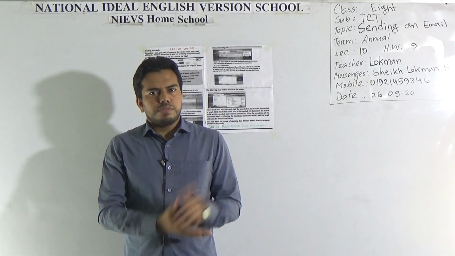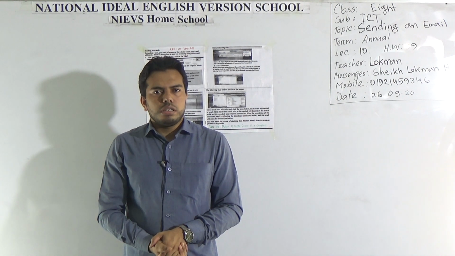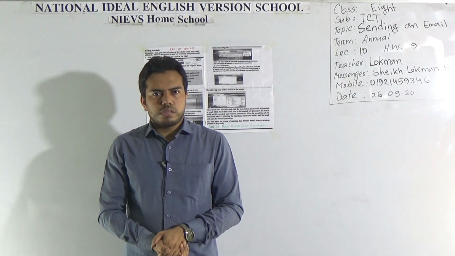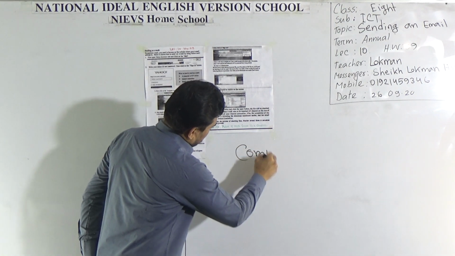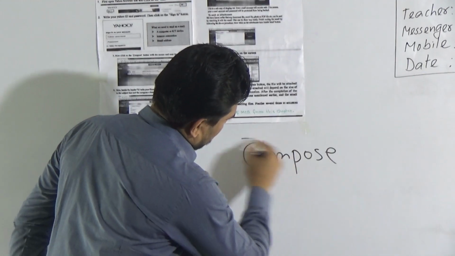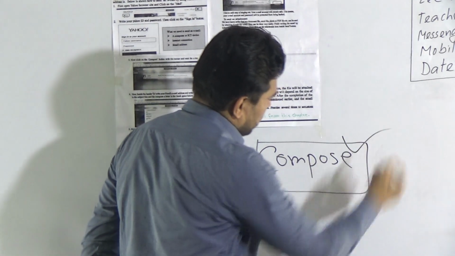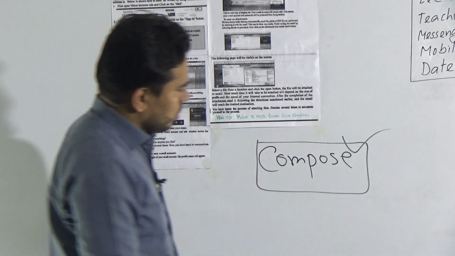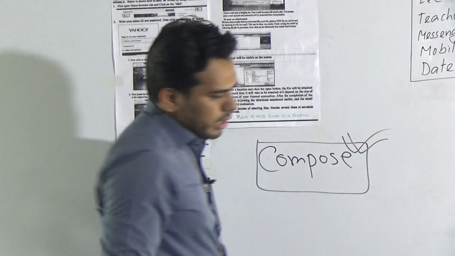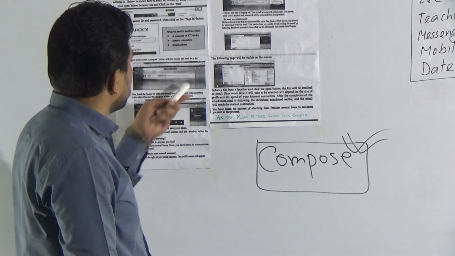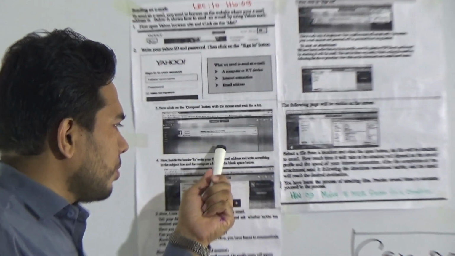On the left side of the page, you must have a look at compose. That word will be given there. Whenever you click this, you need to take your cursor to compose and click it here. After clicking it, a page will appear to you like this.